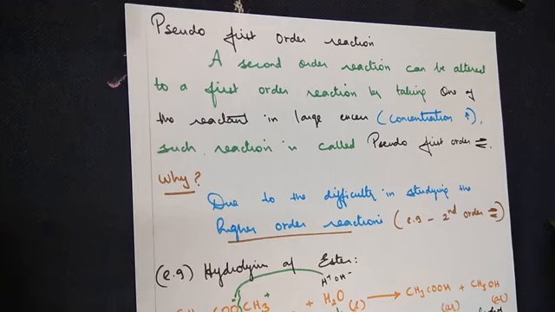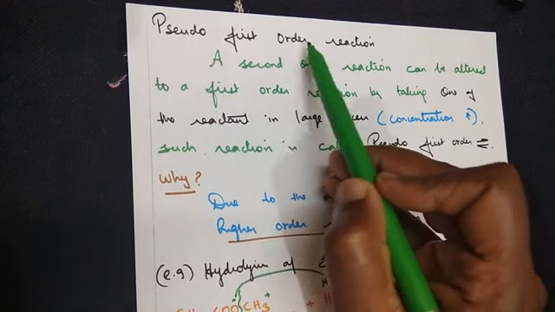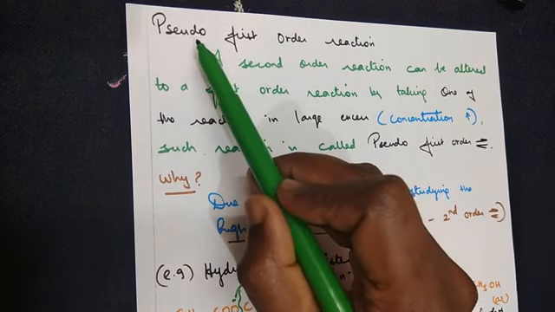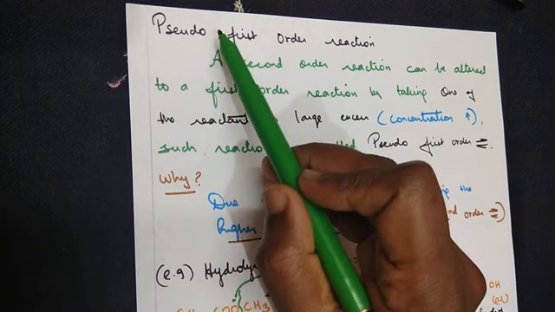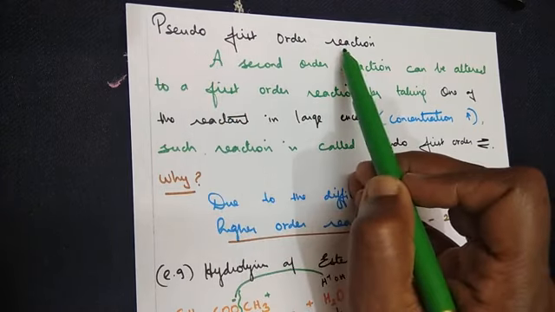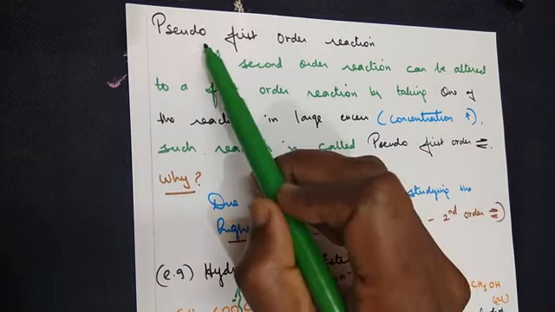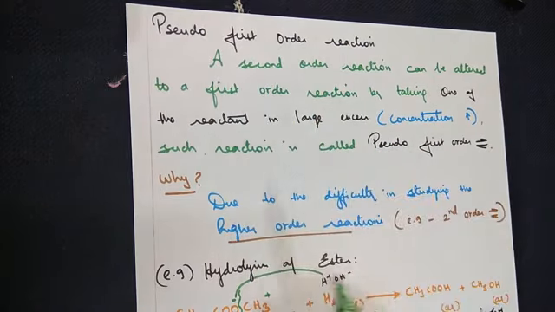Good wishes, dear students. In today's class, we will learn about one more new concept in your chemical kinetics chapter, that is pseudo first order reaction. The word pseudo stands for false, fake, or not true. So when we put the term pseudo first order reaction, it stands for a false type of first order reaction or a fake first order reaction.